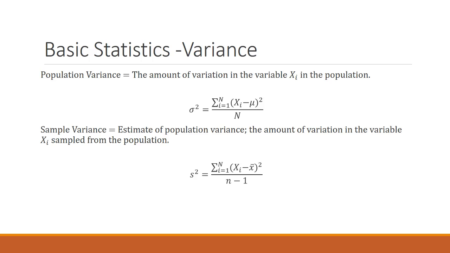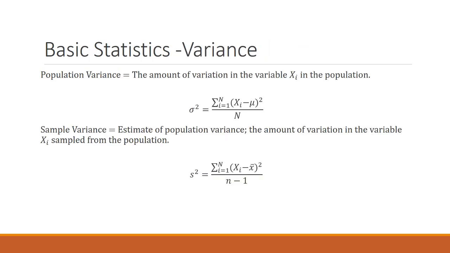There's the population variance. This is the amount of variation in the variable xi in the population, and it's measured this way, where you take each individual observation of x, subtract the mean, square it, and then sum it all up and divide by n. But, as is typical, we don't have the population variance, so we need to estimate it, and we estimate it using the sample variance, which is basically the same thing as the population variance, but instead uses the sample mean instead of the population mean, and it's divided by the sample size minus 1.